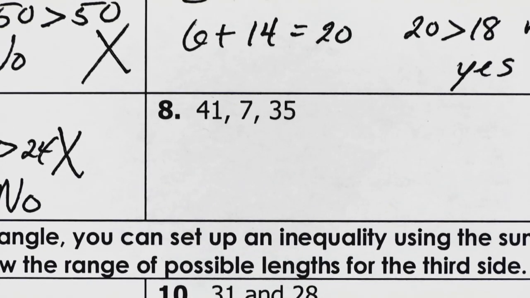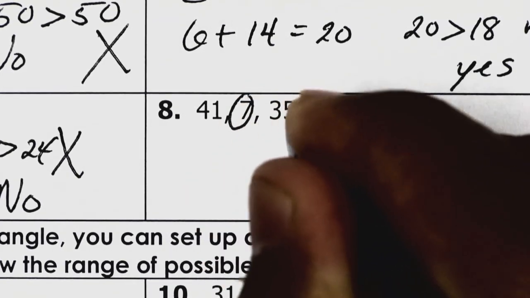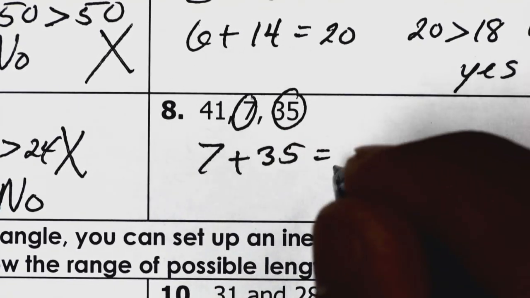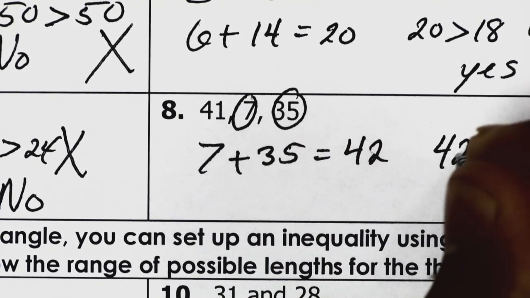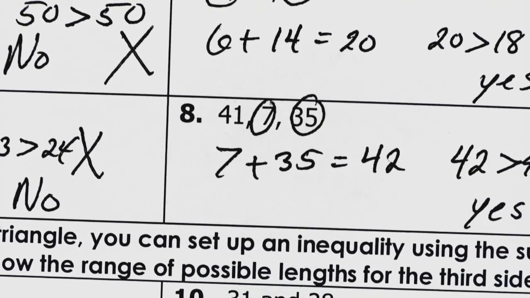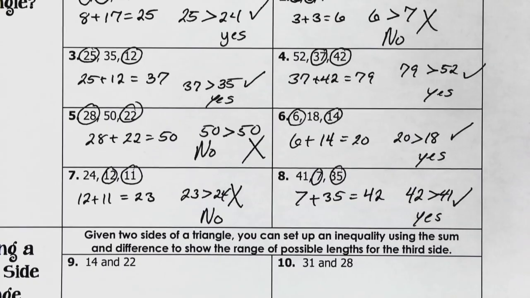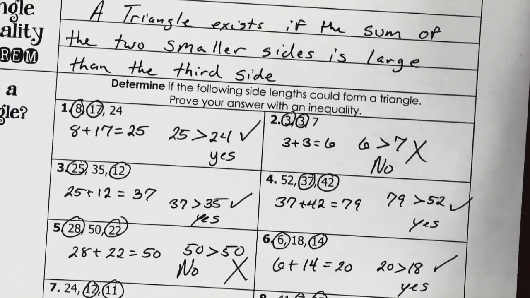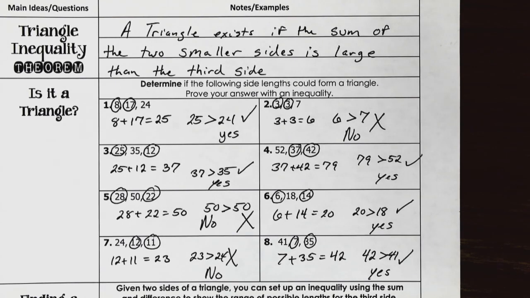And then finally 41, 7, and 35. So 7 and 35 are the two small. 35 plus 7 is 42. 42 is greater than 41. So yep, this is a yes. Very simple. So the theorem is quite easy. All we're doing is adding the two small sides together, and we want to see if the sum of the two smaller sides is greater than the third side.